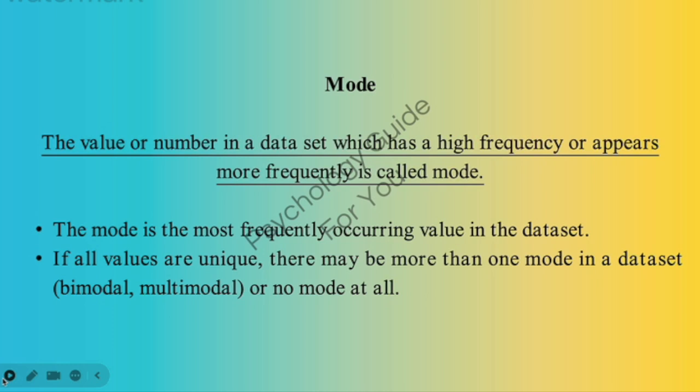The third one is mode. The mode is the most frequently occurring value in the dataset. There may be more than one mode in a dataset, that is bimodal or multimodal, or no mode at all if all values are unique. The value or number in a dataset which has a frequency or appears more frequently is called the mode or modal value.